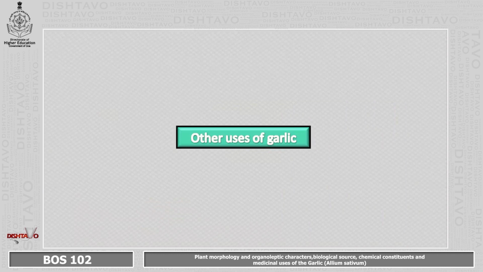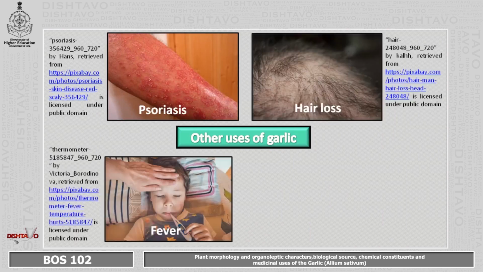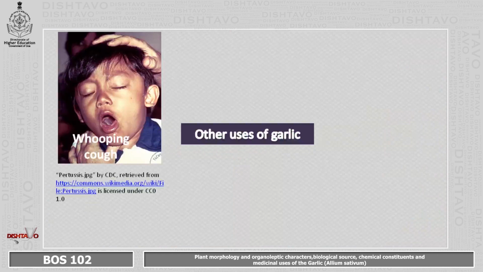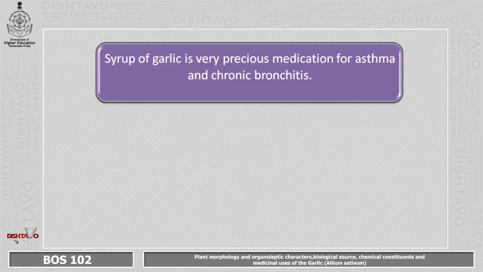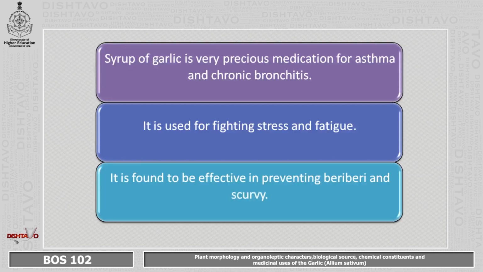Other uses of garlic are in the treatment of psoriasis, hair loss, fever, stomachache, whooping cough, and headache. Syrup of garlic is a very precious medication for asthma and chronic bronchitis. It is used for fighting stress and fatigue. It is found to be effective in preventing beriberi and scurvy.